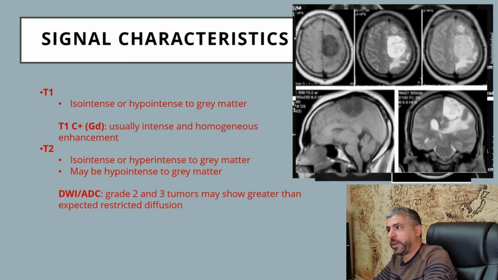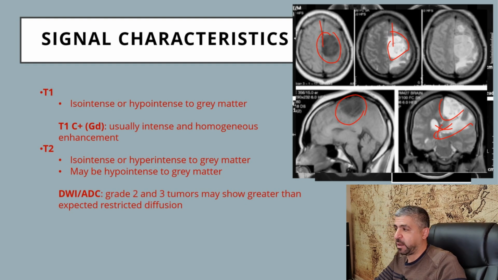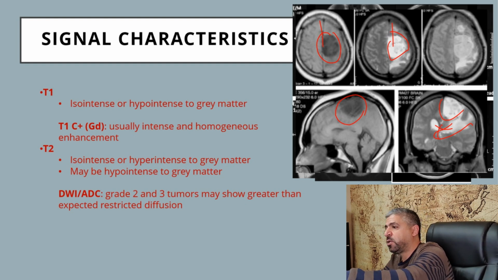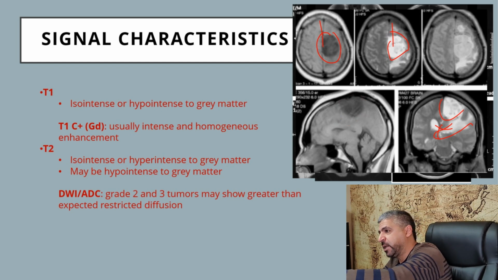Let's see this case. This is a parasagittal meningioma. It's hypointense on T1 and hyperintense on T2. And again, on T1 and on T2, you can see the lesion with surrounding vasogenic edema, and it's causing mass effect. This heterogeneity can be suspicious for higher grade meningiomas.